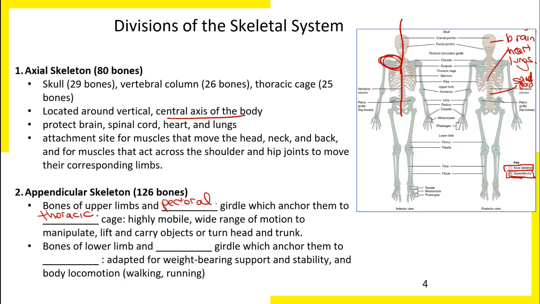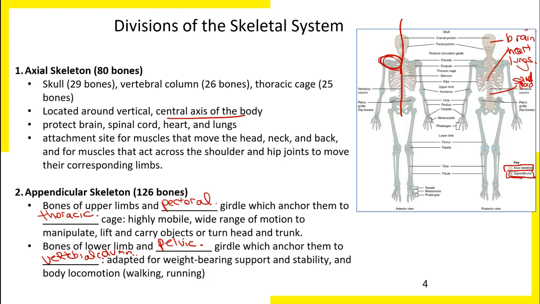Bones of the lower limb and the pelvic girdle anchor them to the vertebral column, and the bones of the lower limbs are adapted for weight-bearing support and stability because they have to bear the weight of everything above them if we're in the anatomical position. They provide stability and whole body locomotion, right? Movement of the whole body, such as running, walking, jumping, jogging, and all that kind of stuff. We're going to talk more about that in the next lecture.